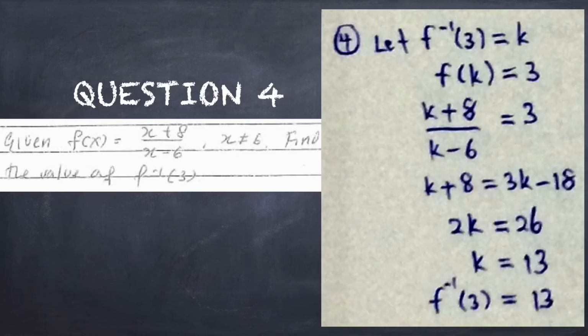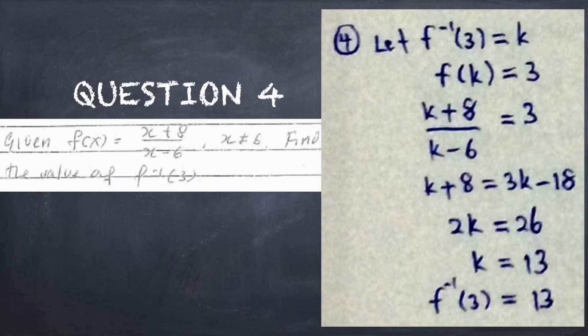Alright, question number 4, you have to find the value of f inverse of 3. The first thing that we will do is let f inverse 3 equal to any constant. You can put k. When f inverse 3 equals k, now if you switch around, you have f(k) equals 3. So f(k) equals 3.